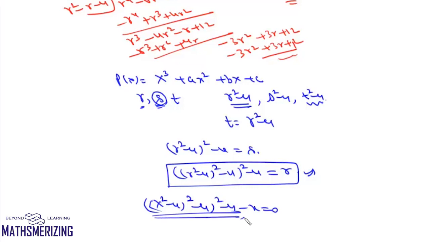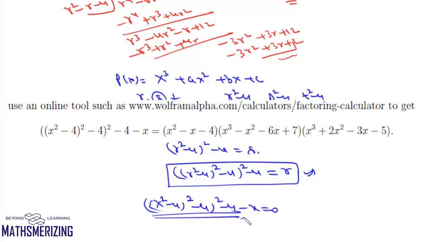So take this polynomial, put it as an input in Wolfram Alpha, and then you'll get this result as x cube minus x square minus 6x plus 7 into x cube plus 2x square minus 3x minus 5. So we'll get two distinct cubic polynomials. And this is how we solve such questions.